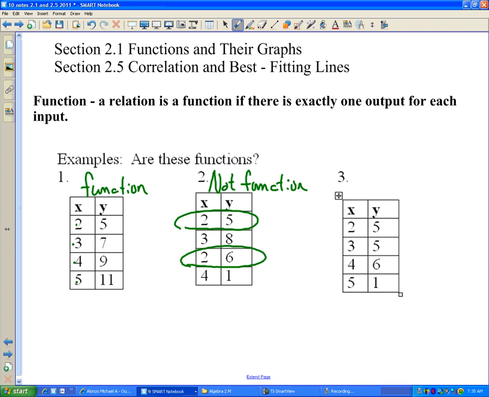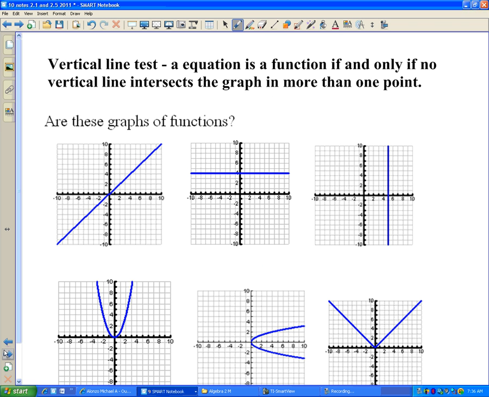Number 3, I have a repeat in the y, but a function never says that that's a bad thing. So this is a function. It's the repetition in the x that doesn't work. A repetition in the y is just fine. So that is how I can tell the difference between a function and just a relation if I'm looking at a table. Well, what if I'm looking at something different?